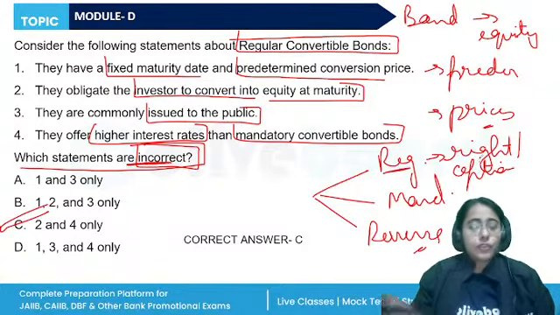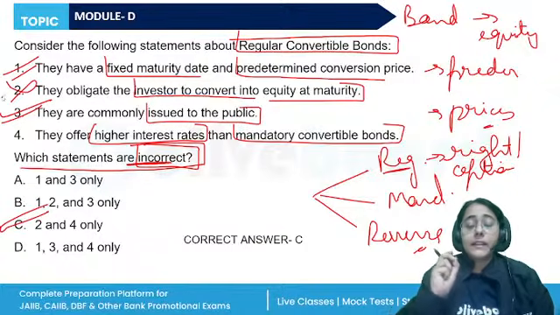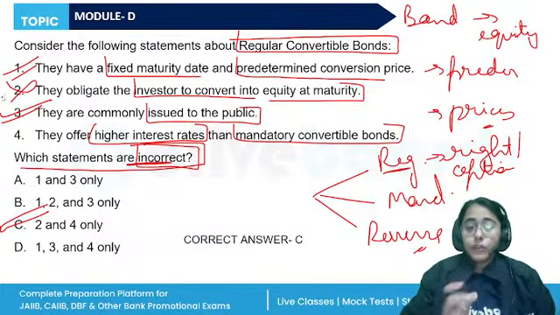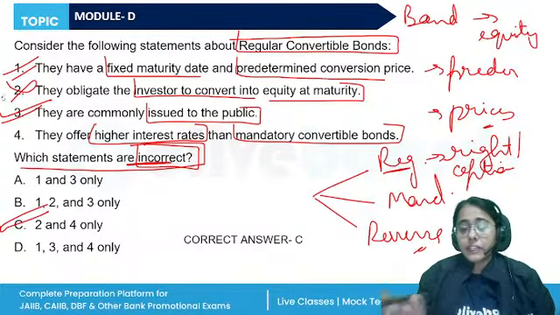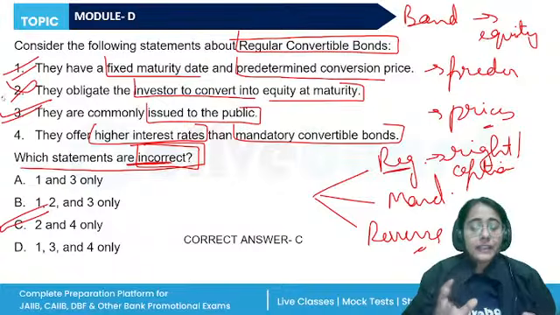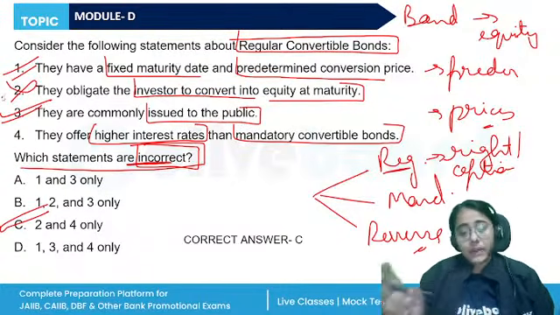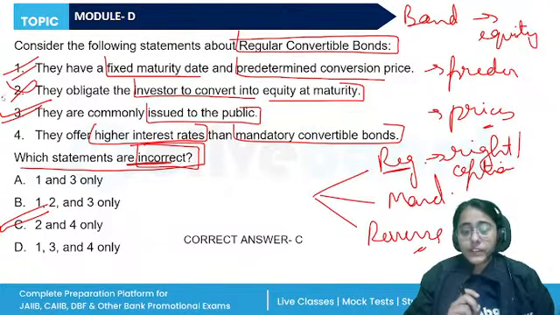Generally, they are issued to the public. In a mandatory convertible bond, it is compulsory for the investor to get their bonds converted into equity shares of the company. There's a compulsion here, they're essentially forced to convert their bonds. Thus it will carry a higher rate of interest.